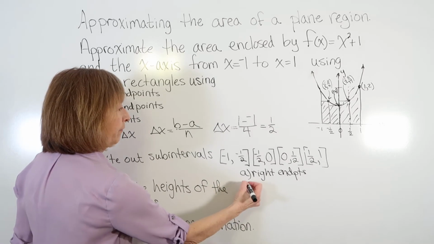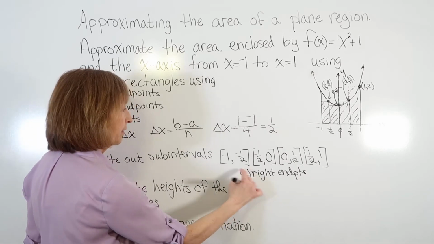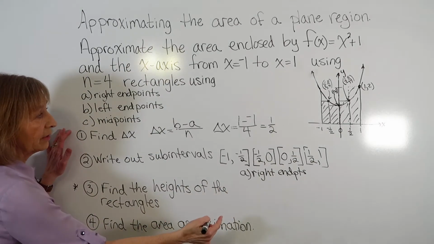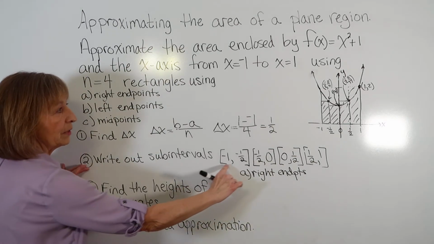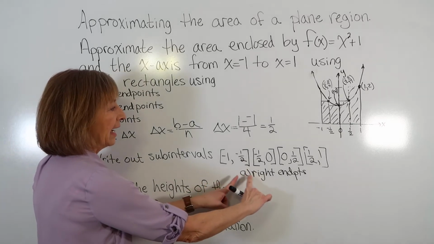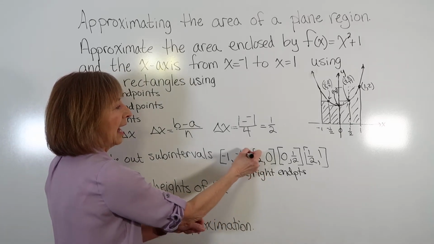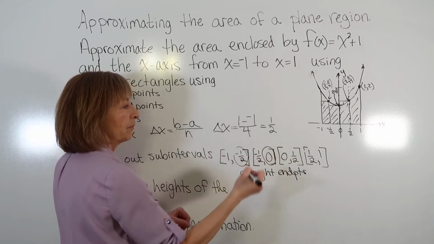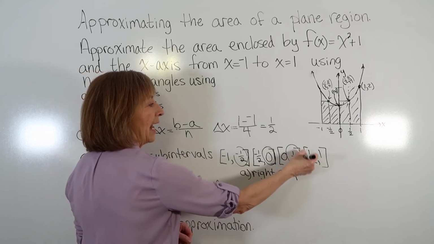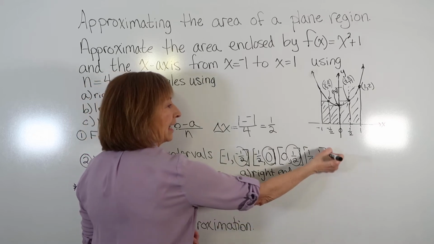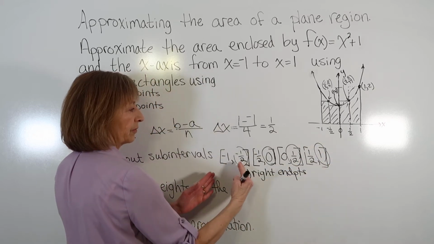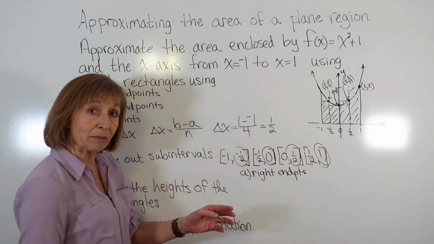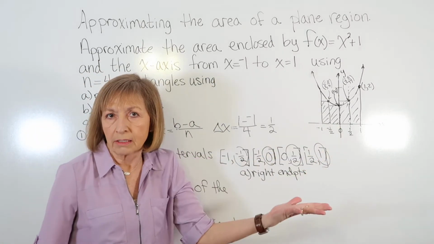So I have first my subintervals. We did that in our first step, we did our delta x. Second step, we did our subintervals. And then for the right endpoints, I plugged negative 1/2 through for the function. I plugged 0 through for the function. I plugged 1/2 through for the function. And I plugged 1 through for the function. So see how that's on the right of each of the subintervals. And we also saw it on the picture too.